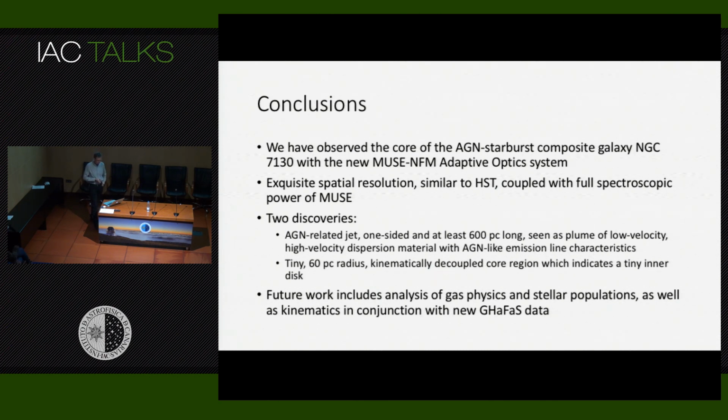Two discoveries from this short observation of one galaxy: an AGN-related jet, which is one-sided and at least 600 parsec long, seen as a plume of low velocity, high velocity dispersion material with AGN-like emission line characteristics, and a tiny 60 parsec radius kinematically decoupled core region, which indicates a tiny inner disk.